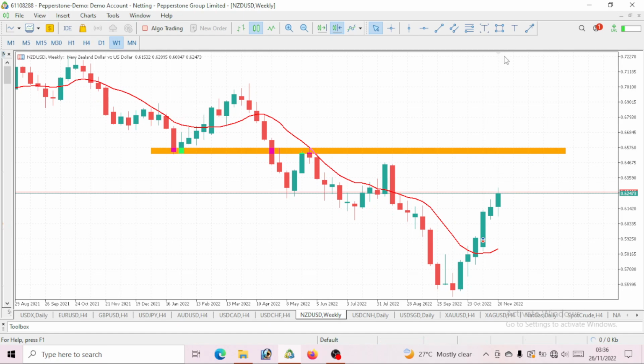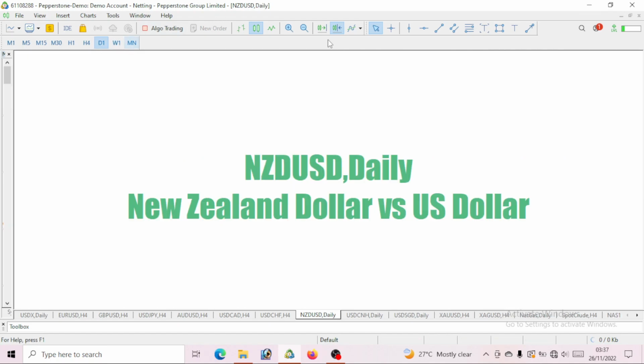So New Zealand US dollar bullish move. Secondly, the price is above our 10 period moving average. So New Zealand dollar to USD, we are to go bullish by the way. So that is it, daily time frame.